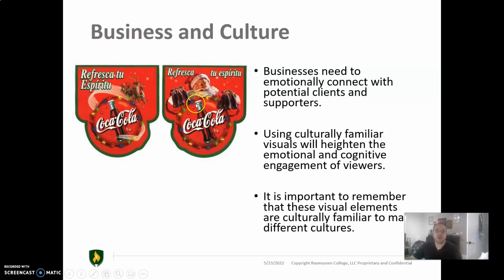Now, the Santa Claus is put on there because Santa's a big thing in Mexican culture. He's a really highlighted element of Christmas compared to Argentina. So even though Santa's big over there too, just not as big as he is in Mexican culture. So that's why he's on there in the Mexican ad compared to the Argentinian culture. And that's something to keep in mind as well.